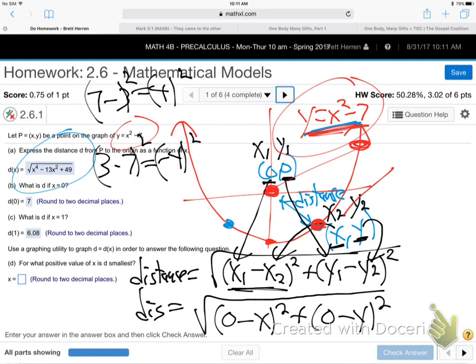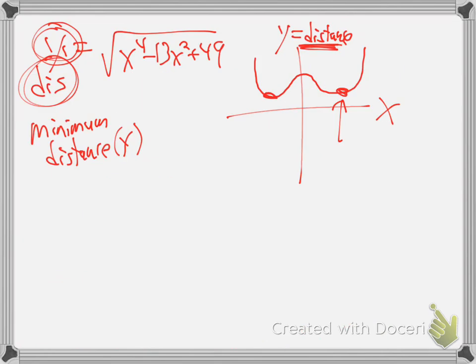Now, that point has an x and a y value on the graph. The x value will match the x value on the other graph, this graph. But the y values will not, because the y values on this graph are distance.